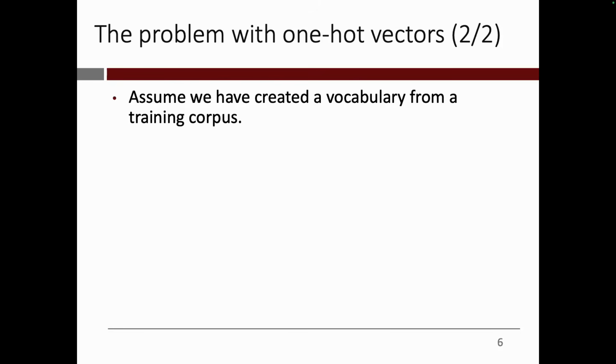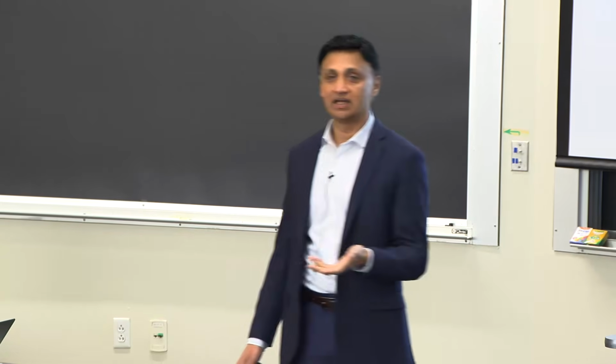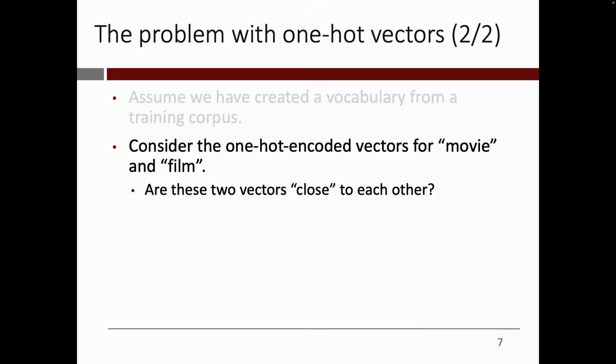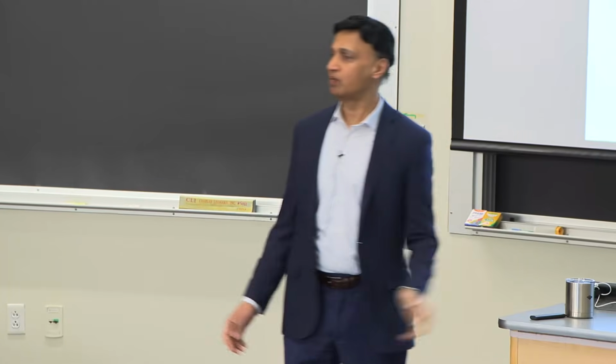Now, let's say that we have created a vocabulary from a training corpus. We have a bunch of text coming in, we have done the standardization and tokenization, and we have created a vocabulary from it. And let's say we get the words movie and film. So the question is, and that observation gets to this immediately, if you look at the words movie and film, are these two vectors close to each other or not? So if you have two vectors, how would we measure closeness?